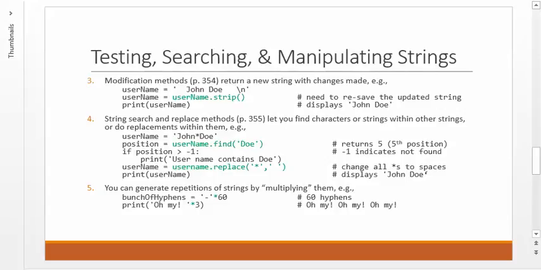Last item for this particular one, you can multiply strings. You can generate repetitions by using an asterisk as if you were multiplying them. So for instance, to generate a bunch of hyphens, I can use a hyphen character and then say times, or multiply, asterisk 60. So that'll generate 60 of those hyphens, and it will store it back in the bunch of hyphens variable. The last example on the page says I want to print this string times 3, right? Multiplied by 3, repeated 3 times. So in this case, I'm going to get oh my, oh my, oh my. It's going to do it 3 times.